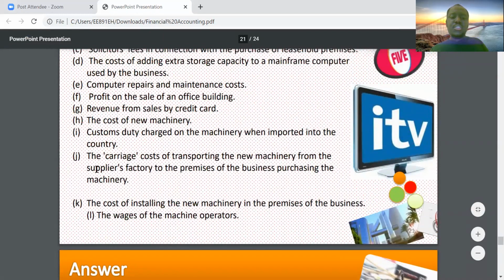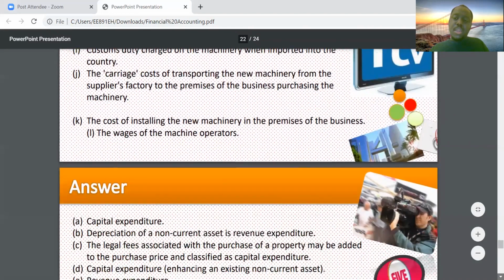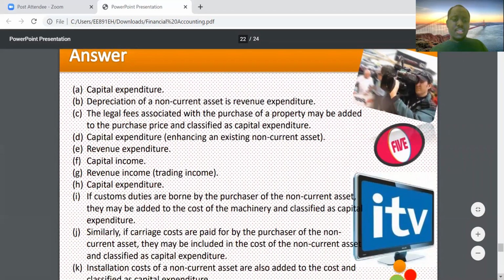Capital expenditure. The carriage cost of transporting the new machinery from the supplier's factory to the premises of the business purchasing the machinery is also a capital expenditure. If the carriage cost is going to be borne by the purchaser, because you need to carry the machinery from one place to another, it's part of the entire cost of the new machinery. So it will be a capital expenditure. Remember, it's the total cost of acquiring a non-current asset. Similarly, if carriage costs are paid for by the purchaser of the non-current assets, they may be included in the cost of the non-current assets and classified as capital expenditure.